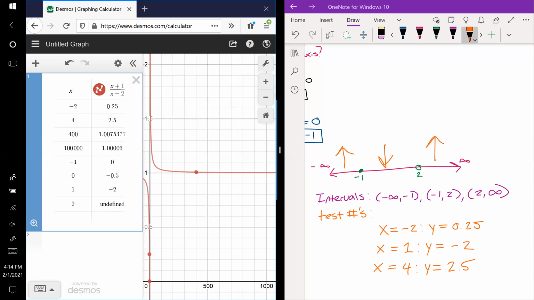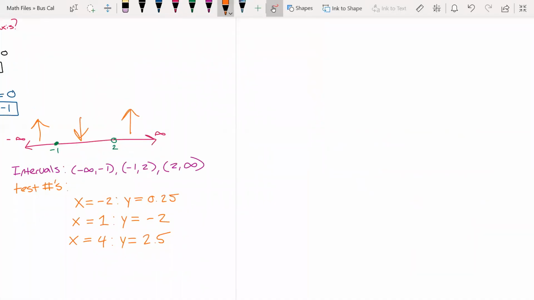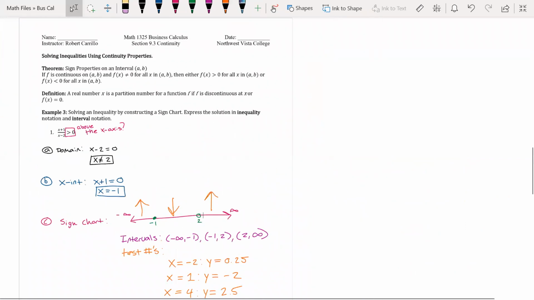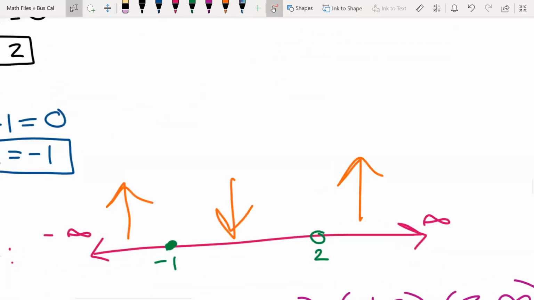Okay. I'm gonna come back to the notes screen. And now, I guess I should put what these mean. So this means above x-axis and below x-axis.